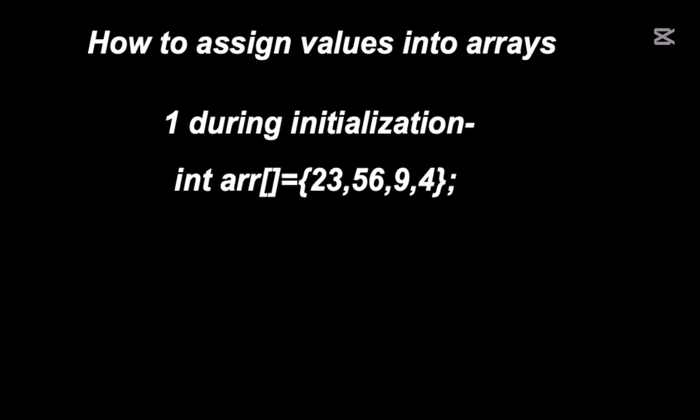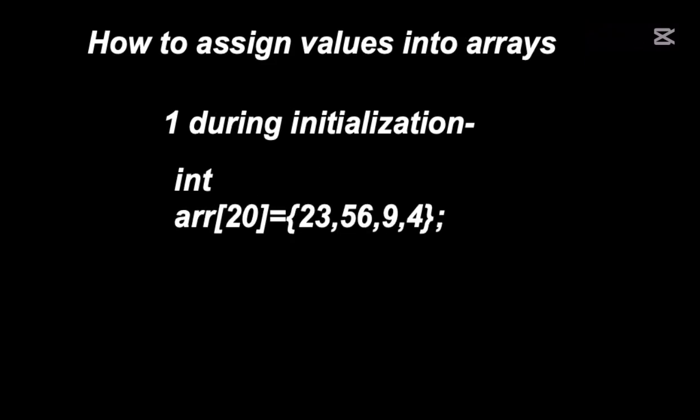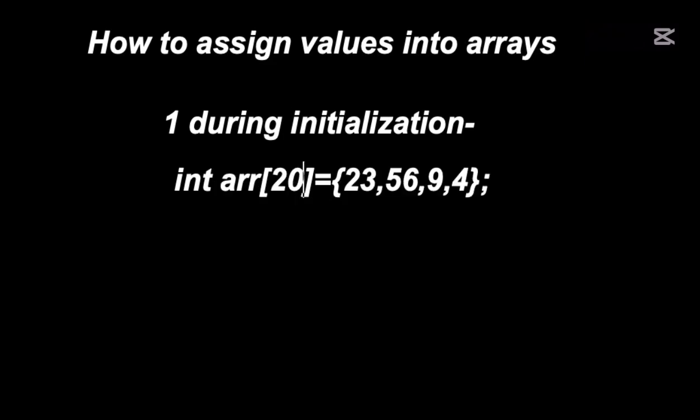So let's say I'm trying to indicate a bigger size. Let's say I'm trying to put 20 here. Which means this array now has 20 compartments that are going to take 20 different integer values. So here I've assigned it. This is initialization. When you're declaring a variable and you are assigning values at the same time, this is valid.